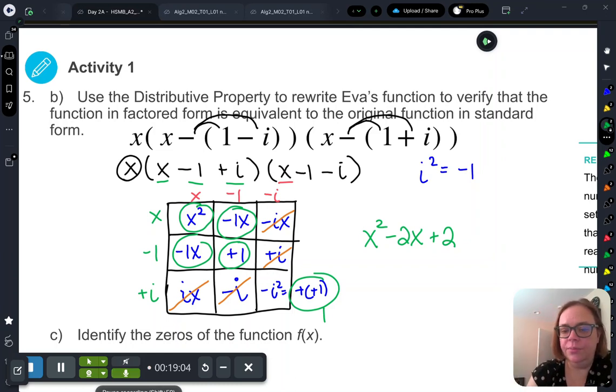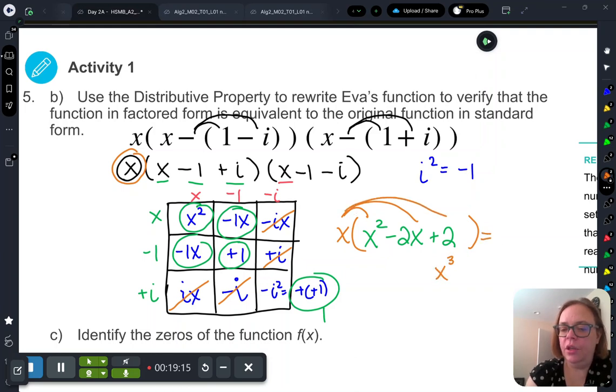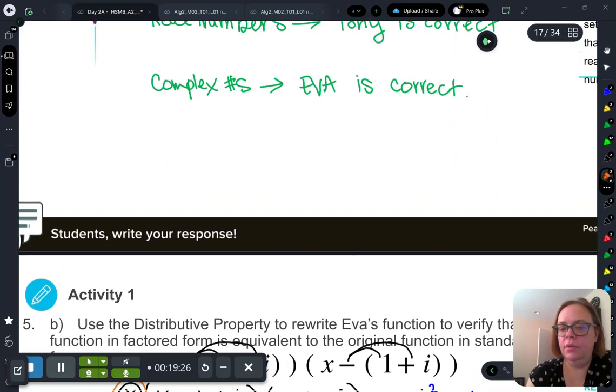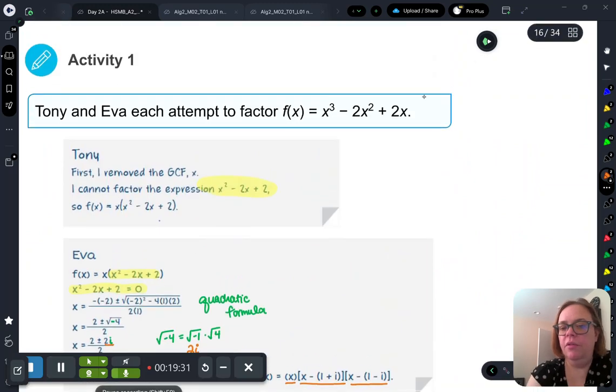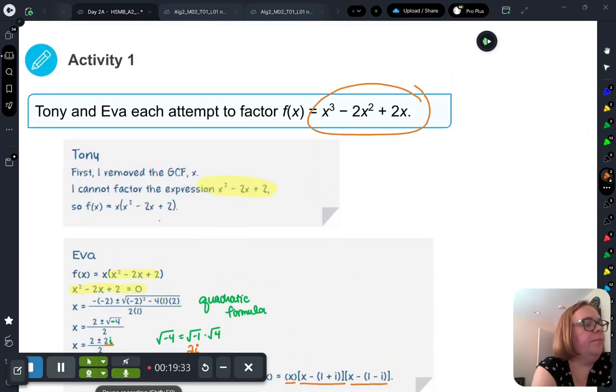Okay, now there's one little thing, remember that x I ignored in the front? I'm going to now distribute that. That's easy. Distribute the x, and we get x cubed minus 2x squared plus 2x. X times x is x squared, and then plus 2x. And that was the original equation. Okay, so we do verify it, it is true.